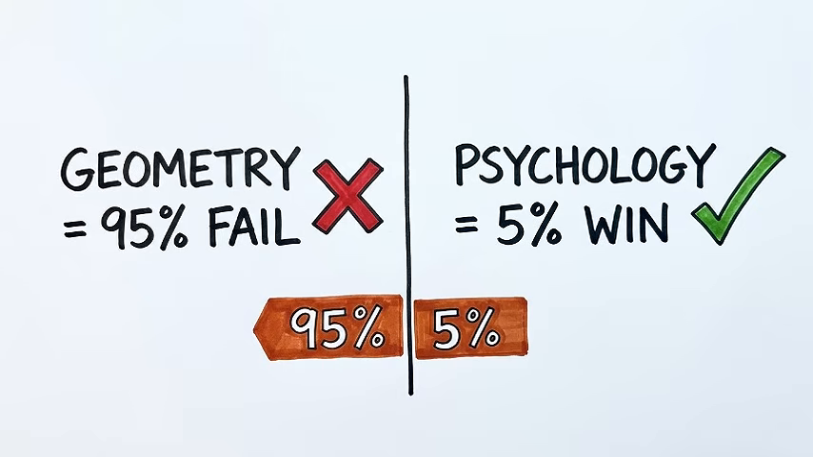And that single distinction, geometry versus psychology, is exactly why 95% of traders fail with this theory, while the remaining 5% use it to read the market at a level most retail traders never reach.